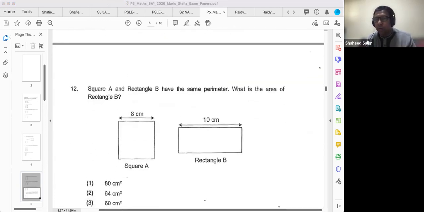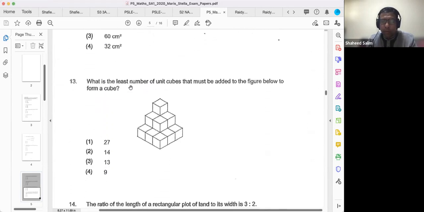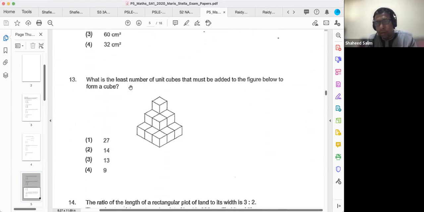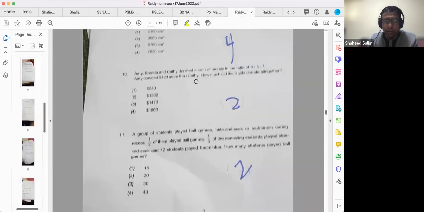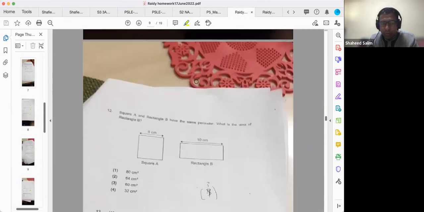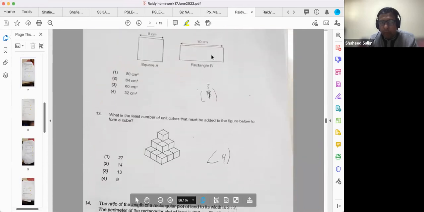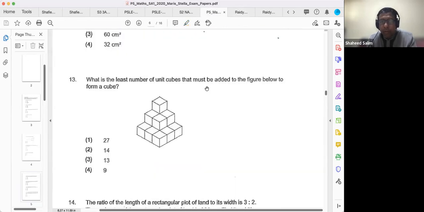Okay, I think this one you got correct. Let me check. Number 12, you got correct. 13, you got wrong. So 12 and 14, you got correct. So 13 now. Hey, this one cannot get wrong. What's your answer? 13, your answer is 4. They say it cannot be 4. What's the least number of units that can be added to make 2? 2 is 14. Okay, how did you get the answer 14? Can you explain?